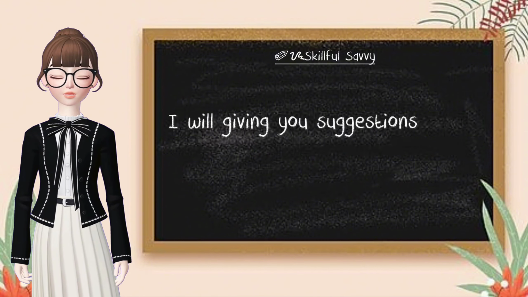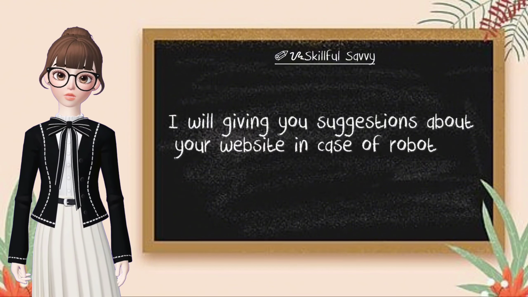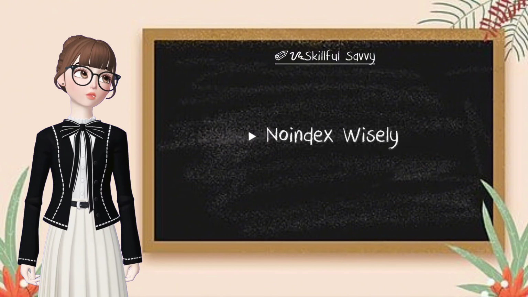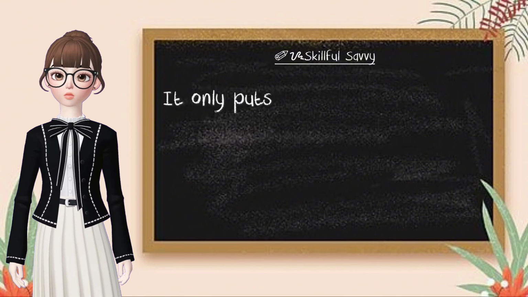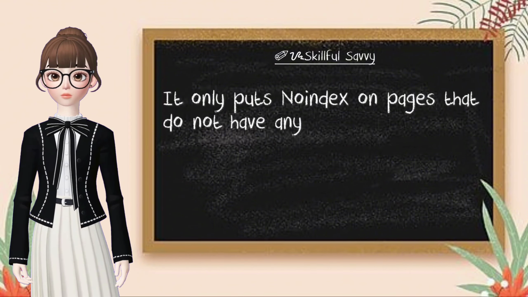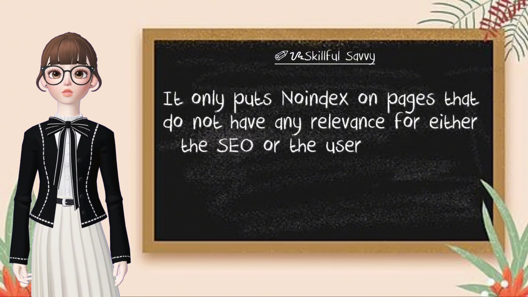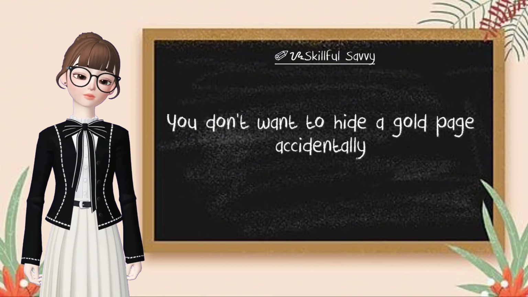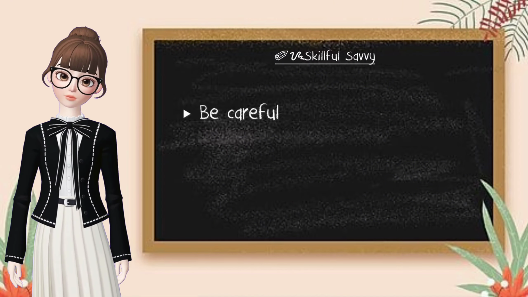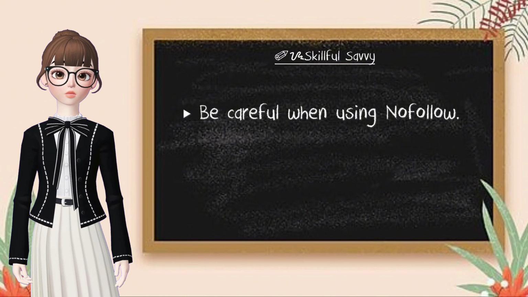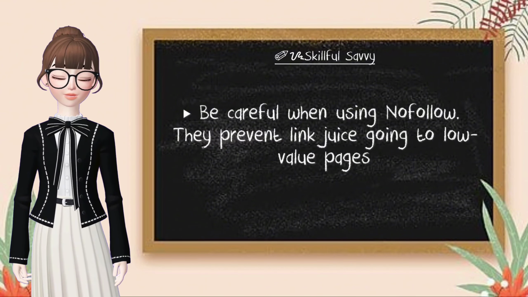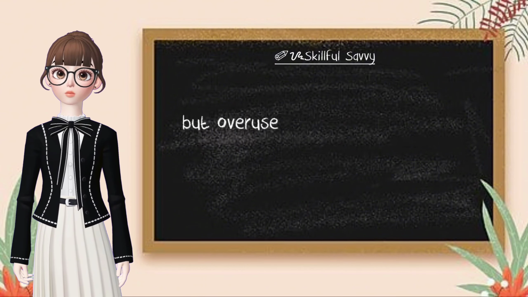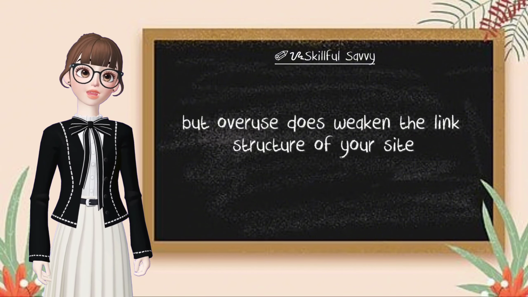I will give you suggestions about your website in case of robot tags. Noindex wisely. Only put noindex on pages that do not have any relevance for either the SEO or the user experience journey. You don't want to hide a gold page accidentally. Be careful when using nofollow. They prevent link juice going to low-value pages. But overuse does weaken the link structure of your site.